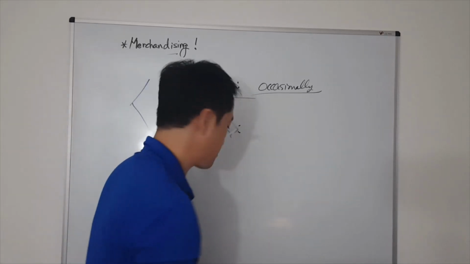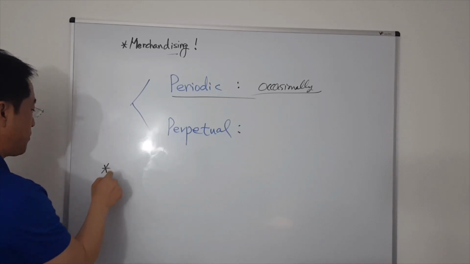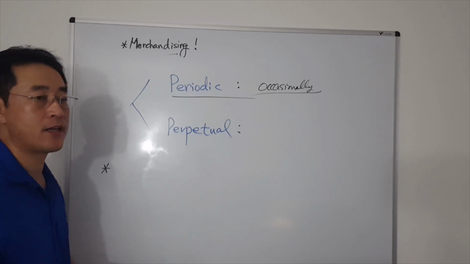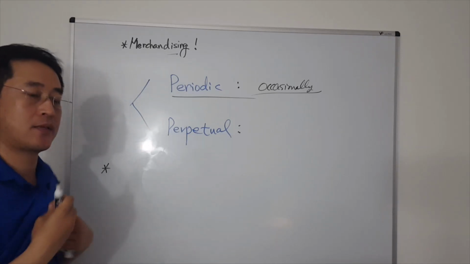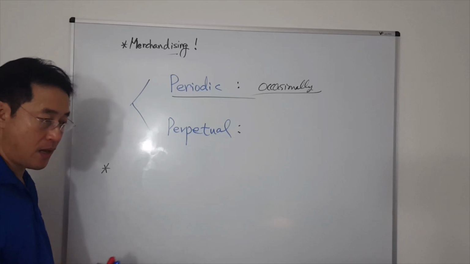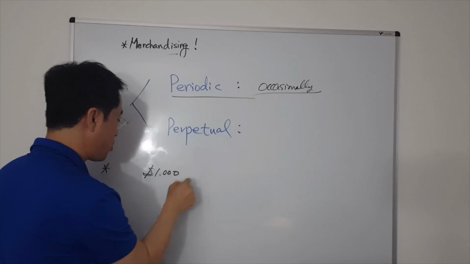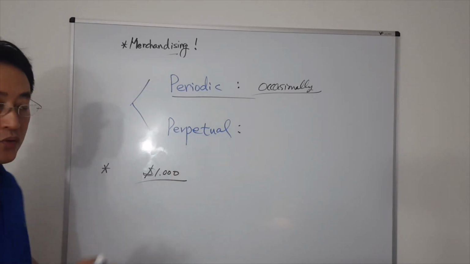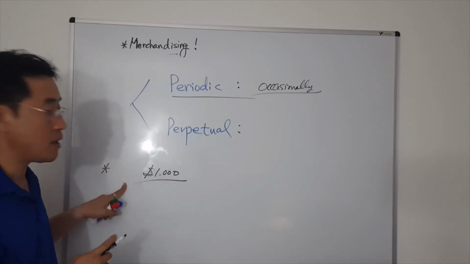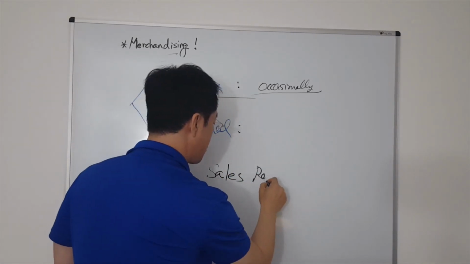Then also, I have to introduce this concept as well. Let's say I have a small store selling this kind of t-shirts. Yesterday, actually, I sold $1,000. That's our revenue. Under the service industry, we use service revenue. But in the merchandising industry, we record it as sales revenue.